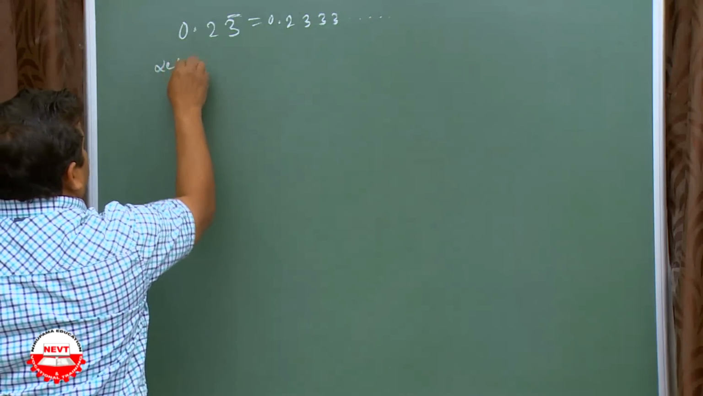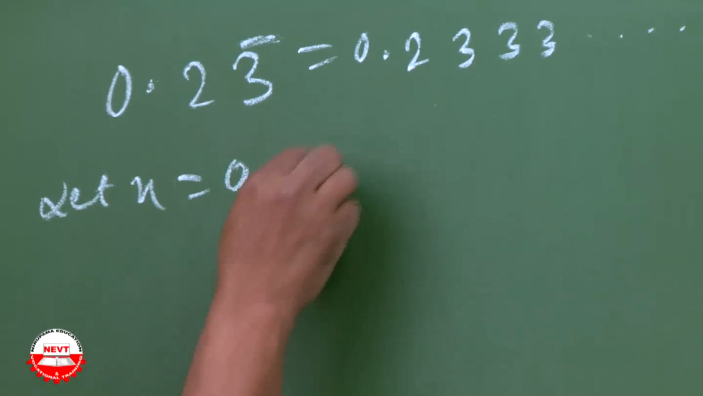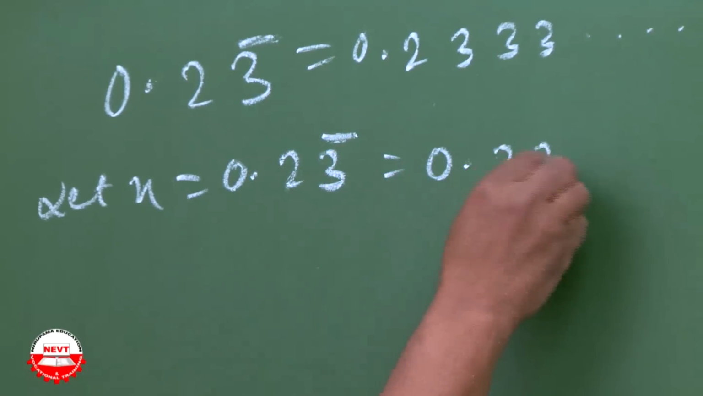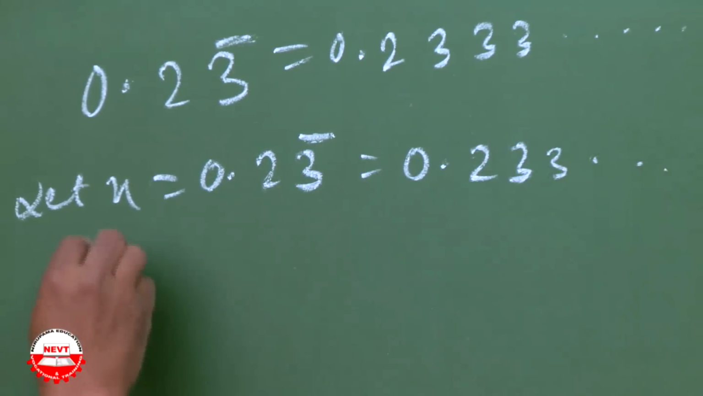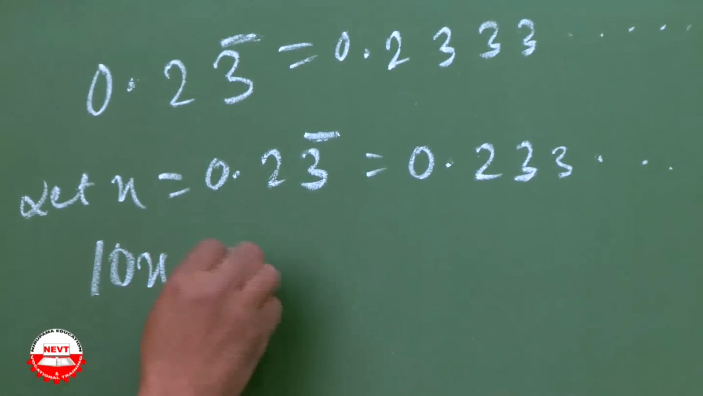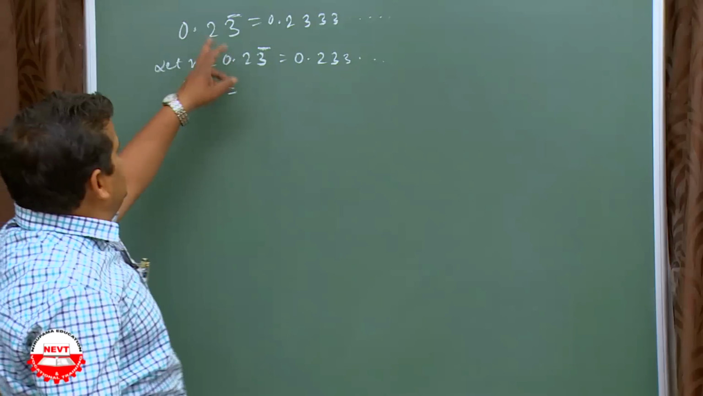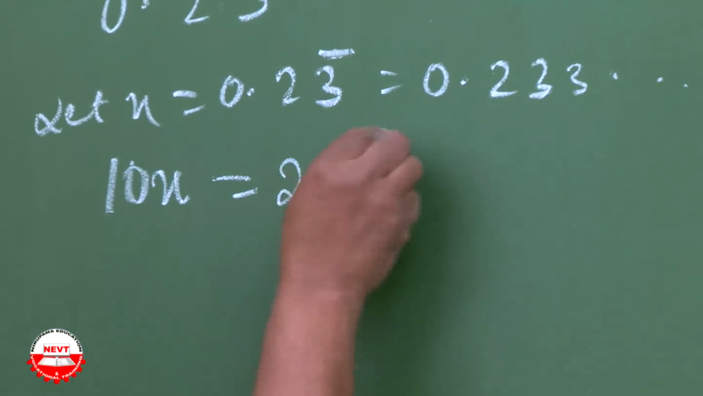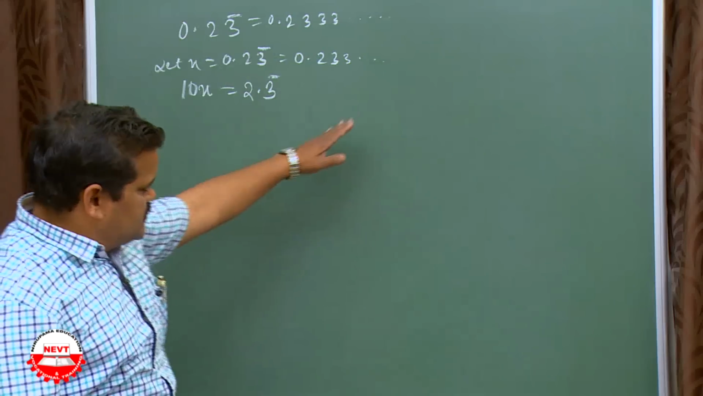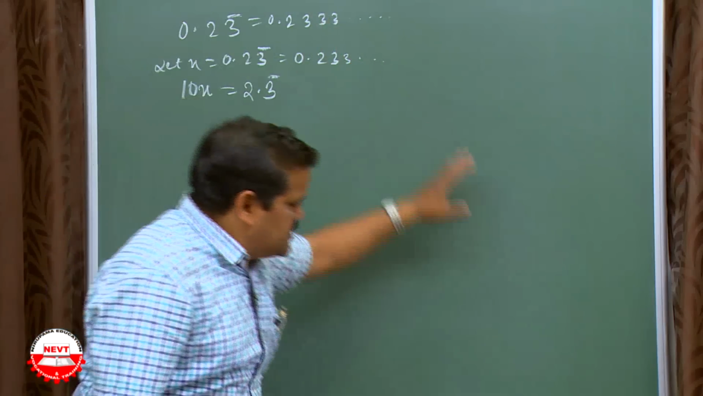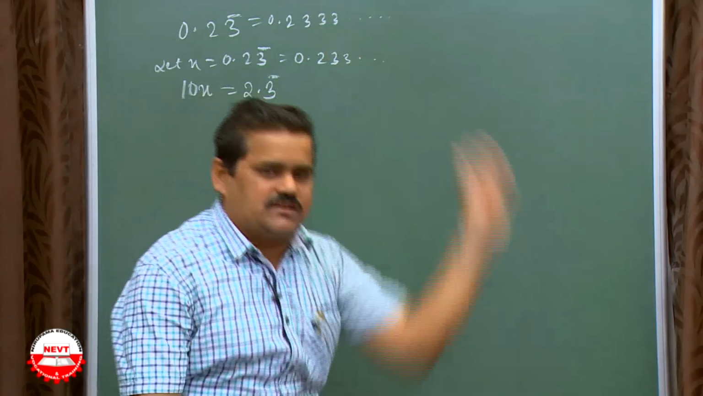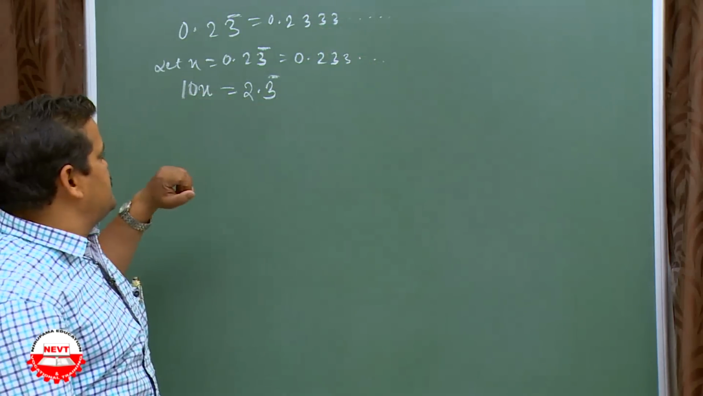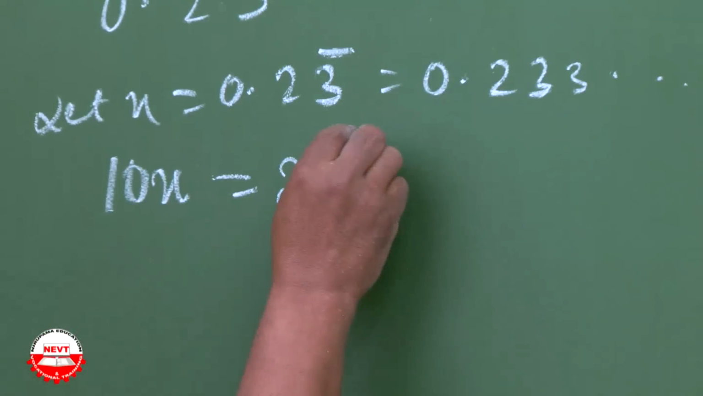Let x equal 0.23 bar, meaning 0.233 and so on. So what is 10x? Why do I need 10x? Because I shift the decimal up to the bar, that means 2.3 bar. When you make the subtraction, you observe that the bar numbers must cancel. Then only you are able to solve them in the form of p by q. So 10x is equal to 2.3 bar.